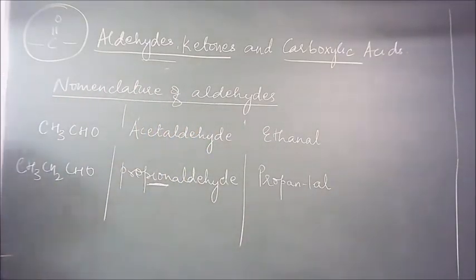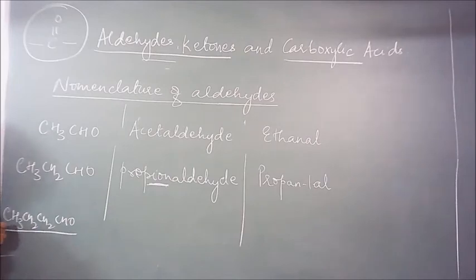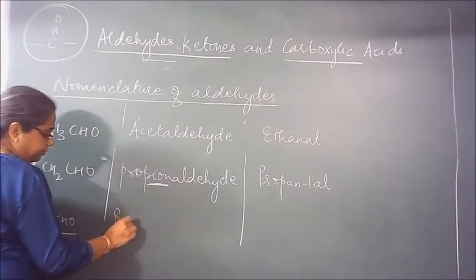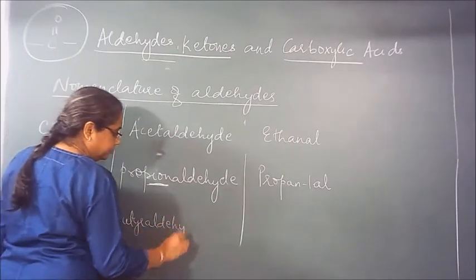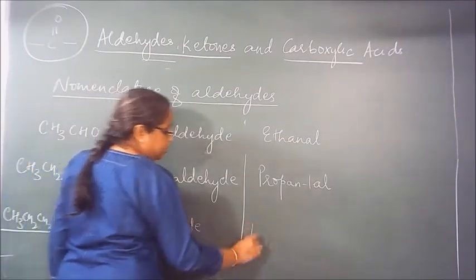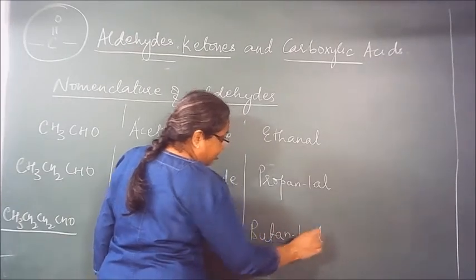Let us now talk about the next compound. I am talking about very simple compounds which you can very easily write. It is called butyraldehyde, or butane 1-al.